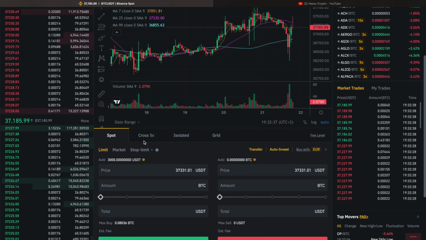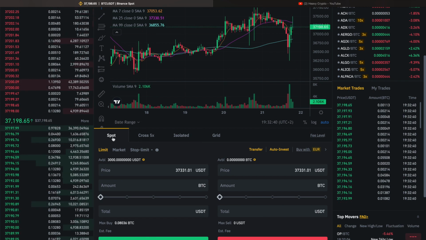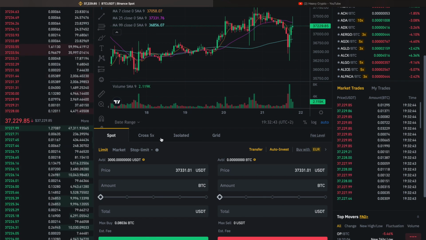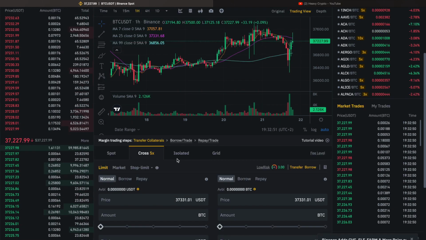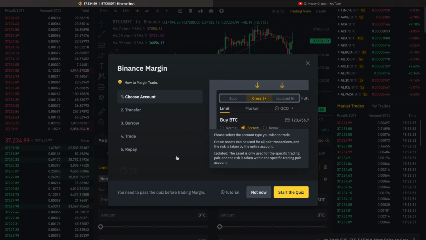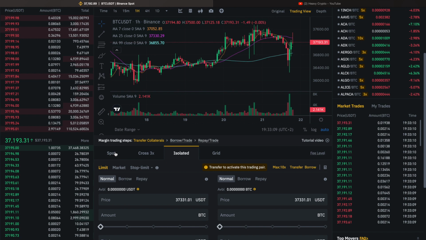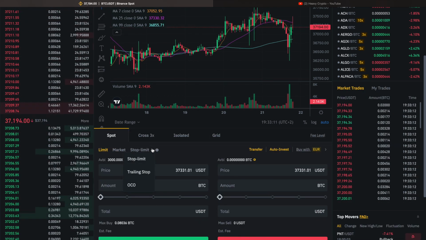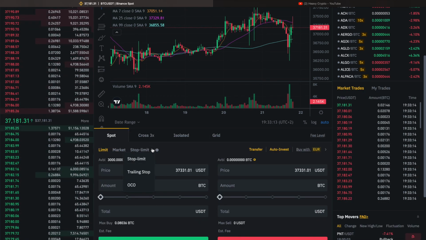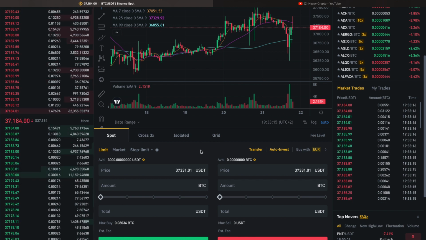If you scroll down, you'd see 4 tabs right here. Right here you have spot trading, followed by cross, isolated, and grid. So these are futures, right? If you click cross, you're gonna go to the futures dashboard, because this is the derivatives dashboard and this is also futures. So in this video, we're not focusing on futures trading or derivatives. We are only focusing on spot because I want to show you how exactly you can make money with spot trading and without risk involved.